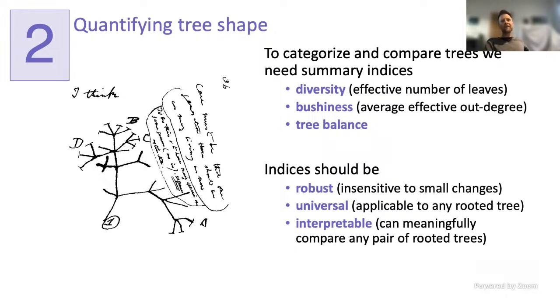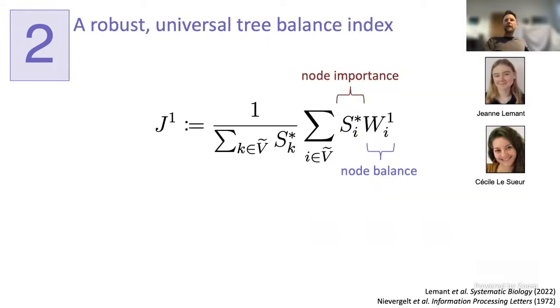And what we discovered is that none of the existing indices fulfill these three properties. So we started from these three properties and said, how can we develop indices that fulfill all three of these? And so what we ended up with, thanks to again, very talented master students they were at the time, Jeanne and Cécile, is an index that is a weighted average.